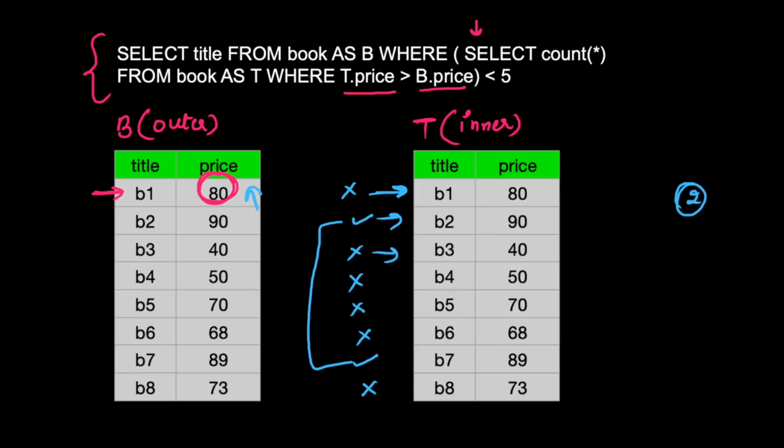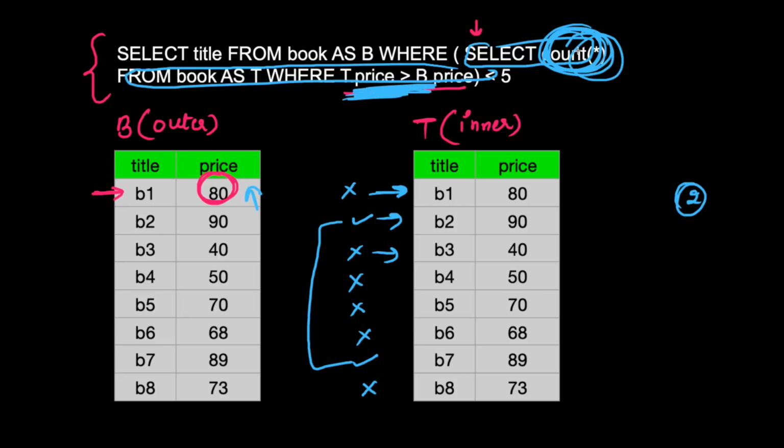Now use this 2 in place of this query, because we are selecting count of star as per this table, as per this condition. So the result of this query will be 2. Now check, this 2 is less than 5. Is the condition true or false? Yes, it is true. If this is true, then we will select the title. So what title have we selected? We have selected the T1 title in our result set. Sorry, B1 title. It is not T1, B1 title.